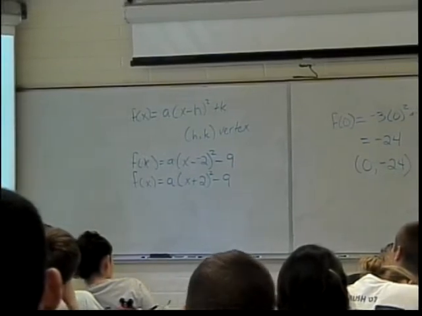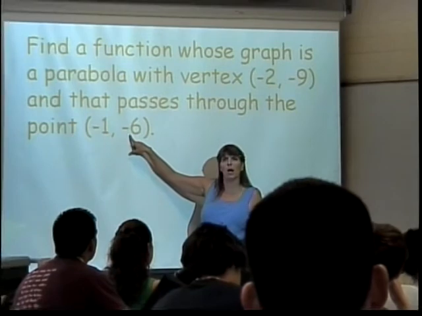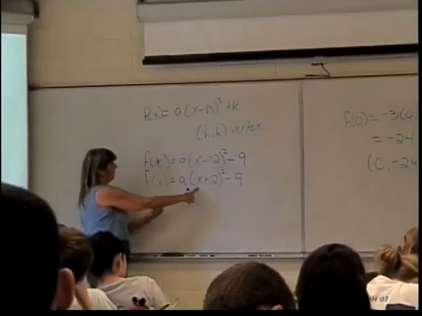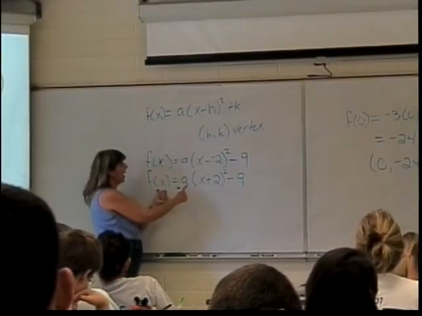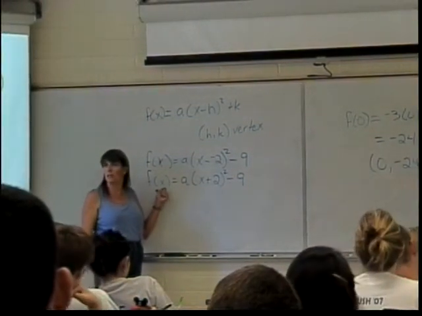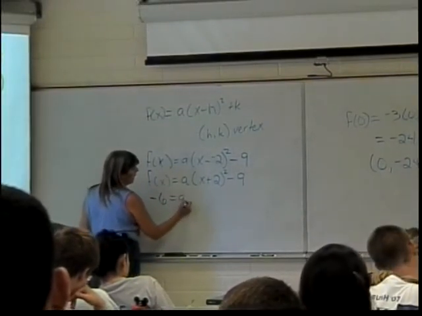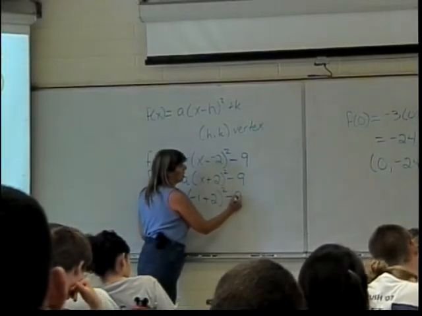I'm told that when I have a -1 in for my x, I will have a -6 come out for my y. When I do that, plug in a -1 here and a -6 here, what's the only letter left in my equation? A, and that'll let me find out what a needs to be. So I'm gonna plug -6 in for y, I'm gonna plug -1 in for x, and then I'm gonna solve.